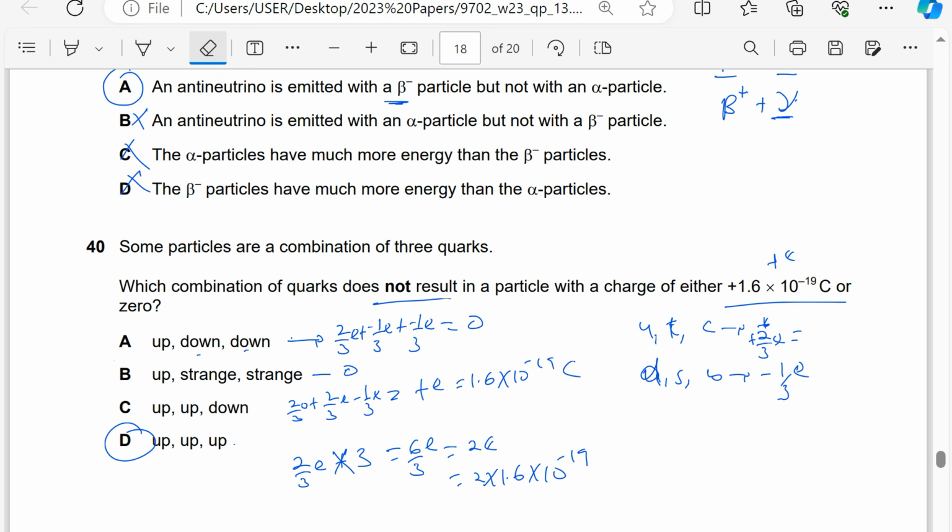Okay, I think I've tried to keep time, and that marks the end of October, November papers. I recorded them all from February, March, May, June, and then October, November 2023. So I think 2023 is covered for AS and A level. I'll try to cover paper 5s.